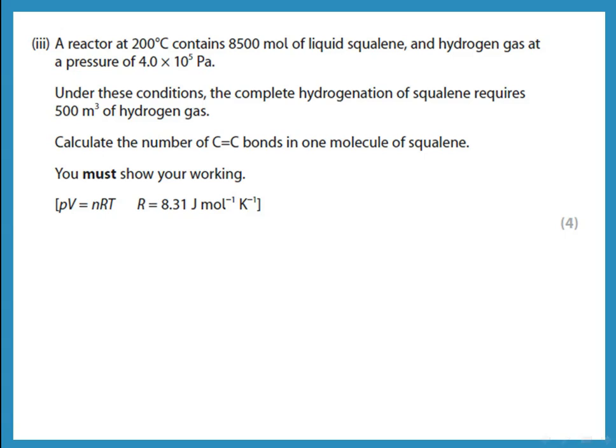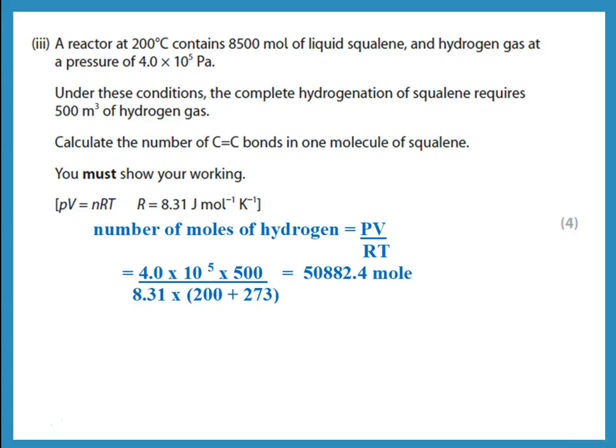Then he's saying a reactor at 200 degrees Celsius contains 8,500 mole of liquid squalene and hydrogen gas at a pressure of this. Under these conditions, the complete hydrogenation of squalene requires 500 meter cubed of hydrogen gas. Calculate the number of C=C in the molecule. Remember, when we want to find out how many double bonds, we are basically looking for the number of moles of hydrogen gas, because each double bond in an alkene requires 1 mole of hydrogen gas.